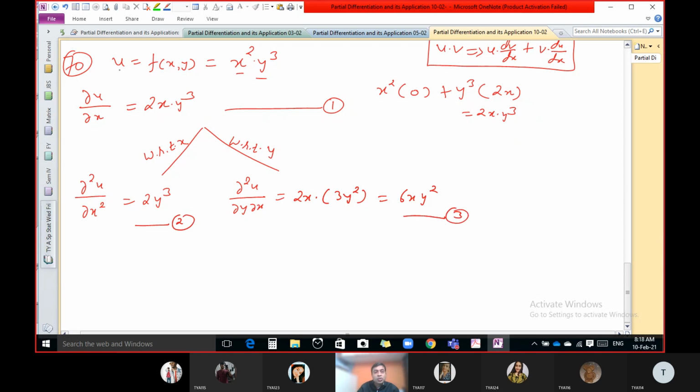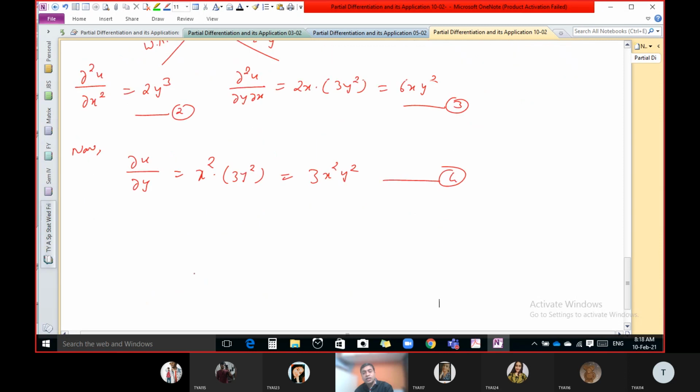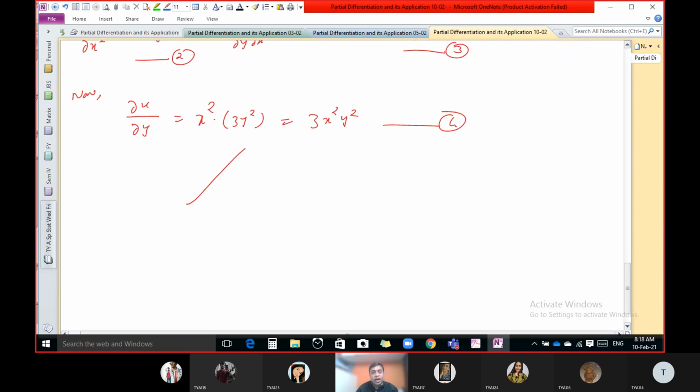Now differentiate this u with respect to y. The derivative of u with respect to y means the original function, differentiate with respect to y. Now x is a constant. Tell me the answer. 3y square into x square. Correct. x square is a constant as it is, and here we get 3y square. So my final answer is 3x square y square. Correct.